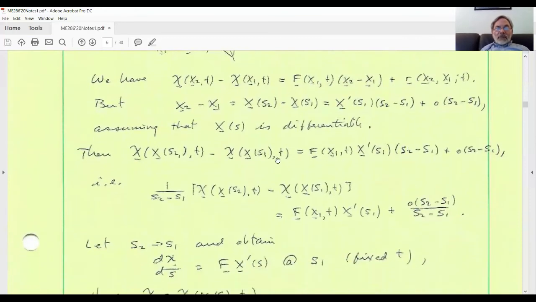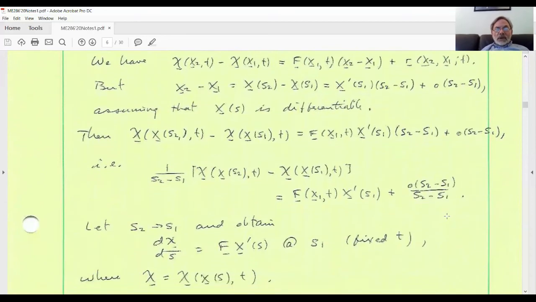Now, let us divide this equation by S2 minus S1. On the left, we have this. On the right, we have this. And then we have small o of S2 minus S1 divided by S2 minus S1. If we now take the limit as S2 approaches S1, then this ratio will disappear because the numerator tends to 0 faster than the denominator does as S2 approaches S1. So then this part disappears in the limit.